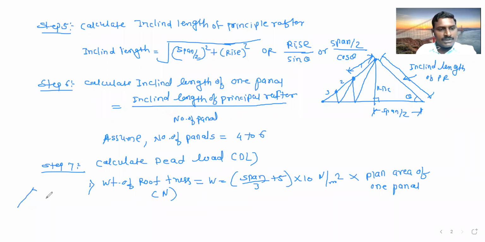See, this is the inclined area of one panel. If 3 panels are there, this is the inclined area of one panel. This is the theta, and this is the rise. Are you getting? So this is the inclined area of one panel.